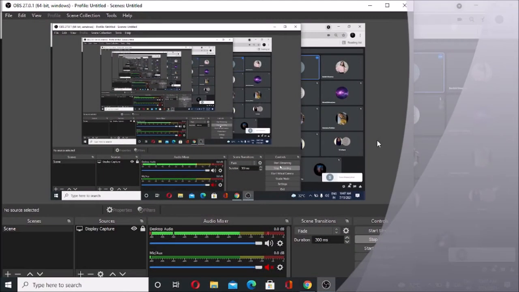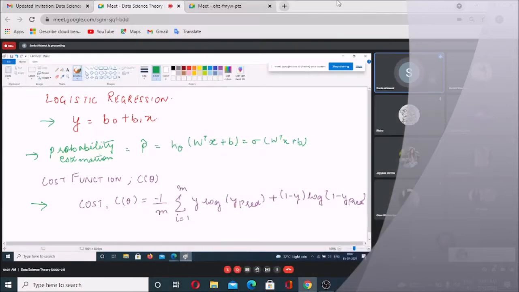Yes, ma'am. Okay. Now, what I want you people to kindly write down in your copies is this. Just write all the formulas related to logistic regression in your copies, and then we'll start our discussion.